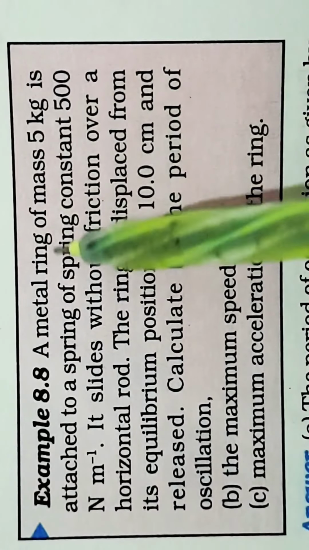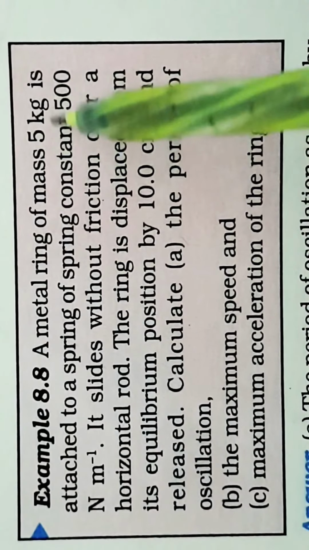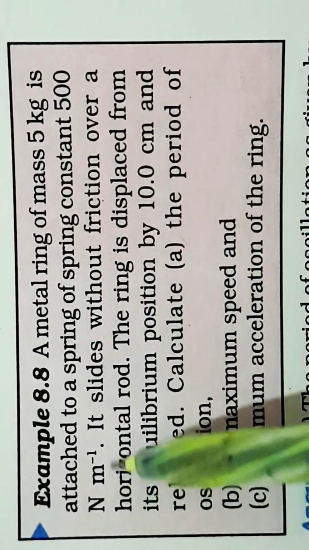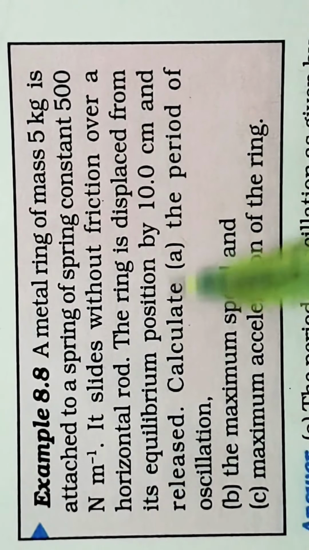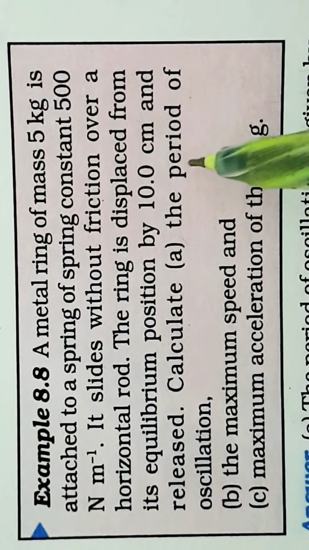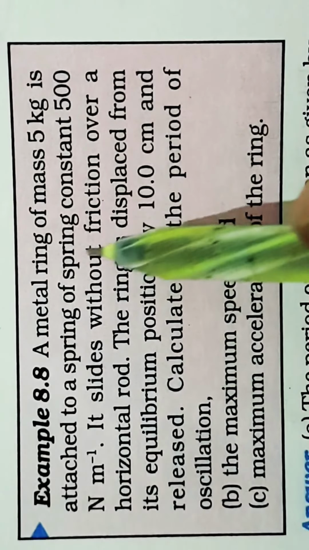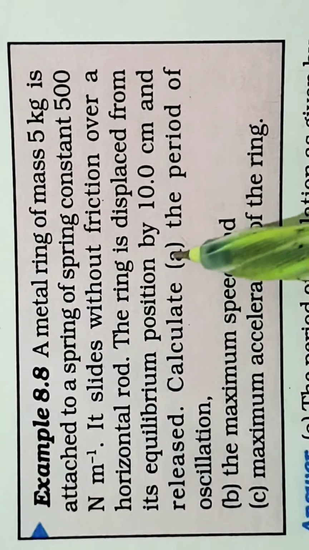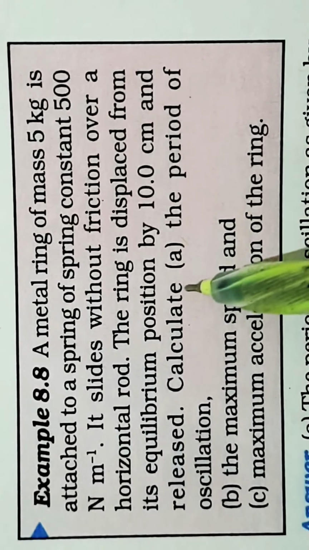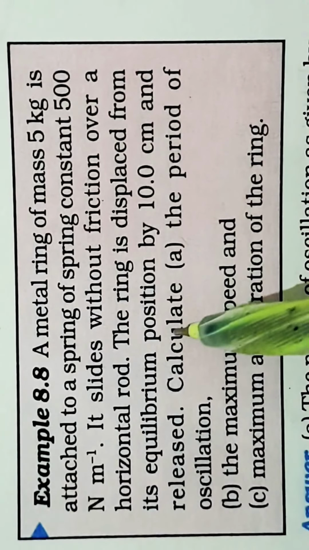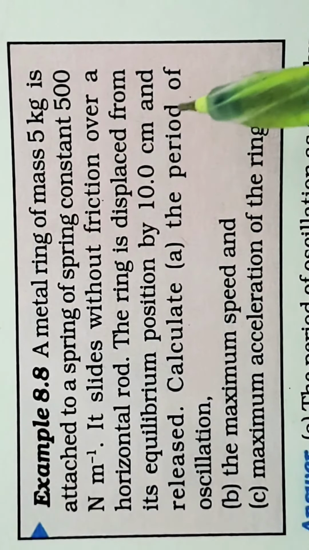So here the mass of the ring is given, that is 5 kg, and the spring constant is given, 500 Newton per meter. The displacement is given, that is 10 centimeter. So we have to find the period of oscillation. In a spring block system, the time period T is equal to 2 pi under root of m by k. So substitute these values in that equation, and we can get the time period. So let us see.